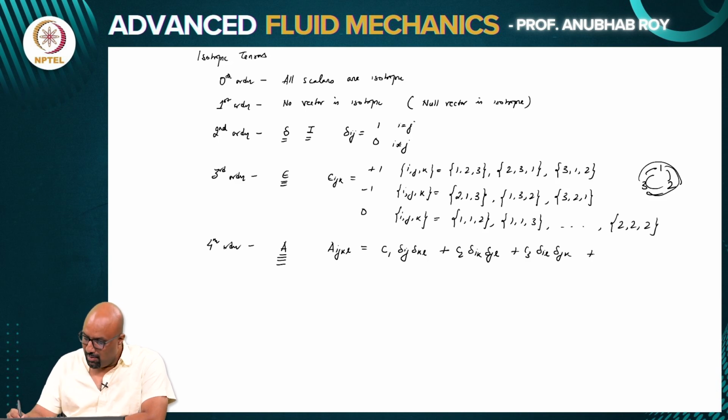Now, you could think of a combination where you have epsilon ijk with a vector A l.